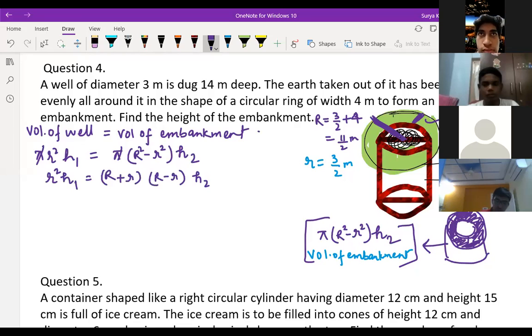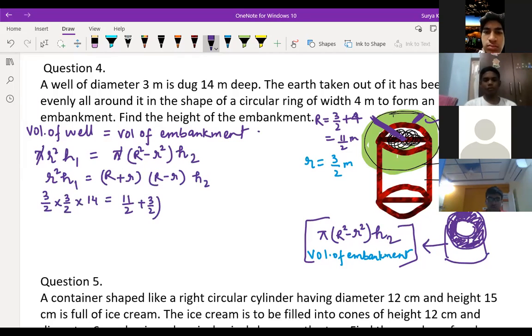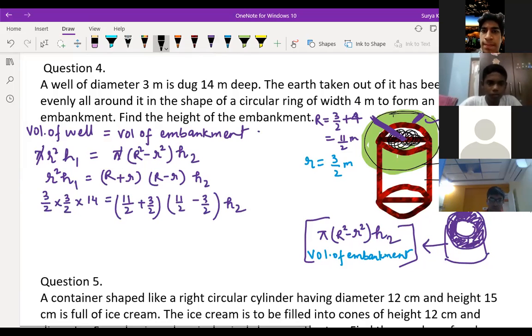Now we put the values. r value is 3/2 into 3/2 into h1, that is 14, is equals to capital R plus r, that is 11/2 plus 3/2, and 11/2 minus 3/2 into h2. We have to find h2 only. If you are having any small doubt, you can ask anywhere. So now here cancel, you make it. Which one can you cancel? You cancel out the two 7s.